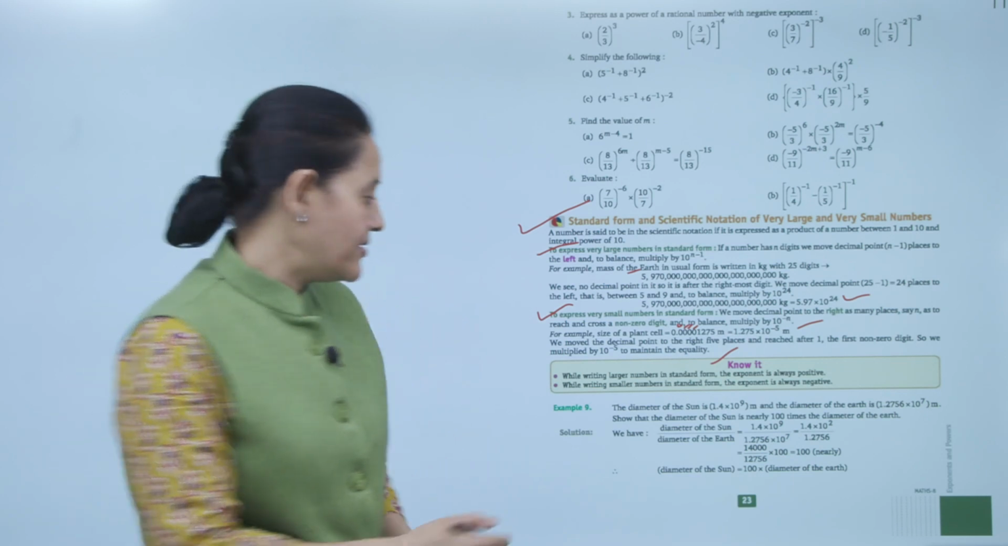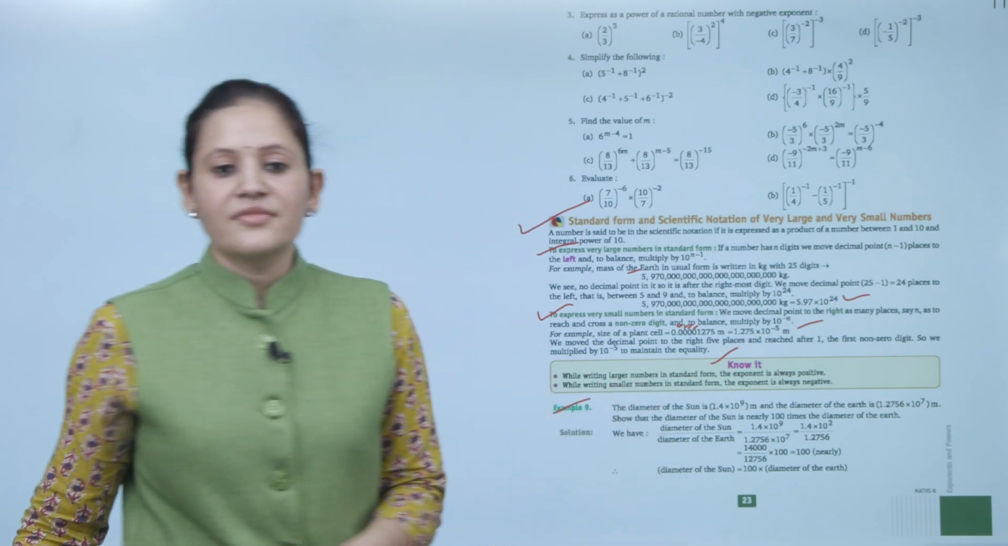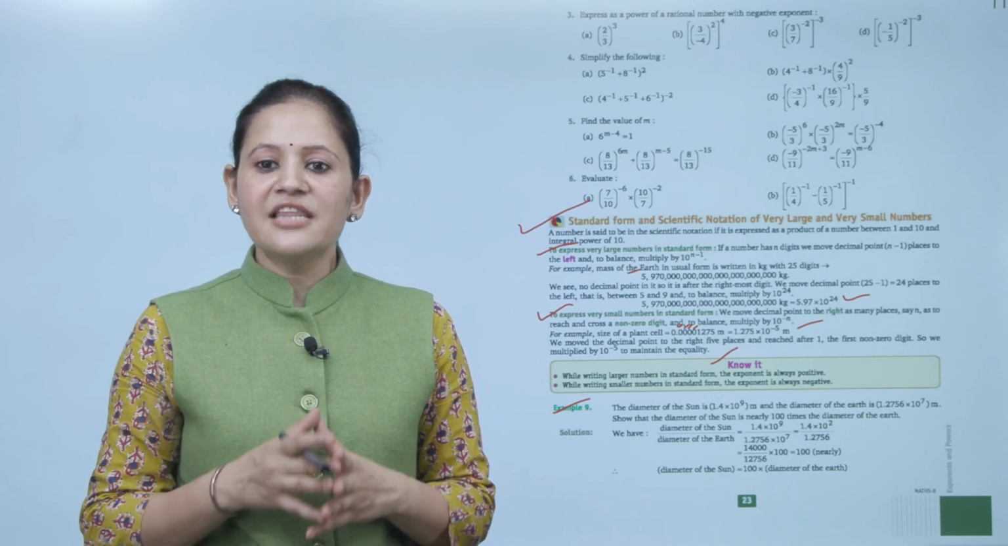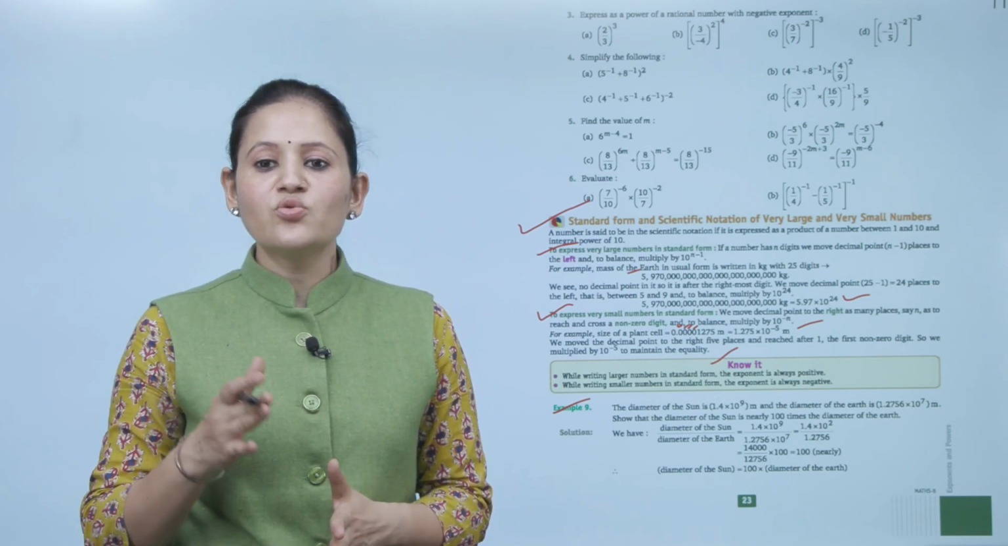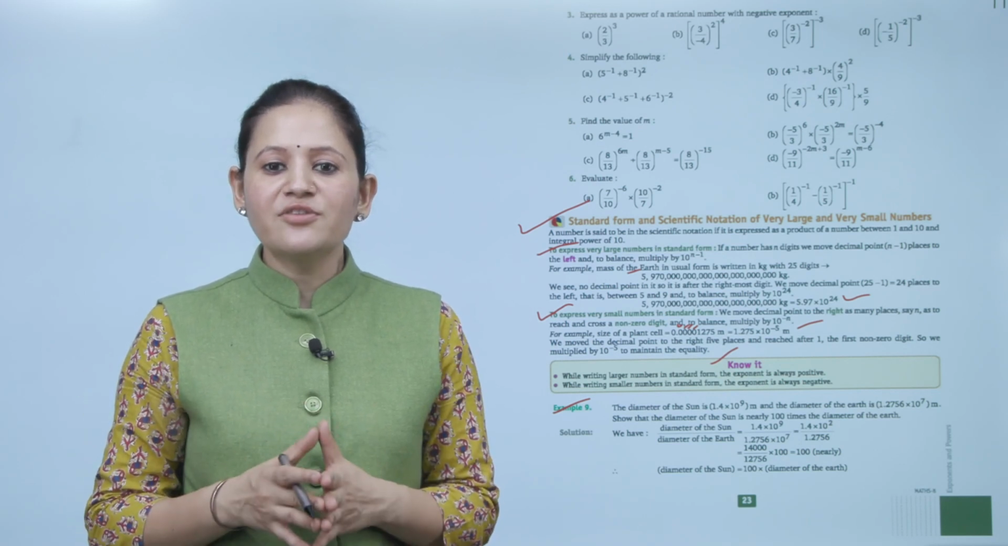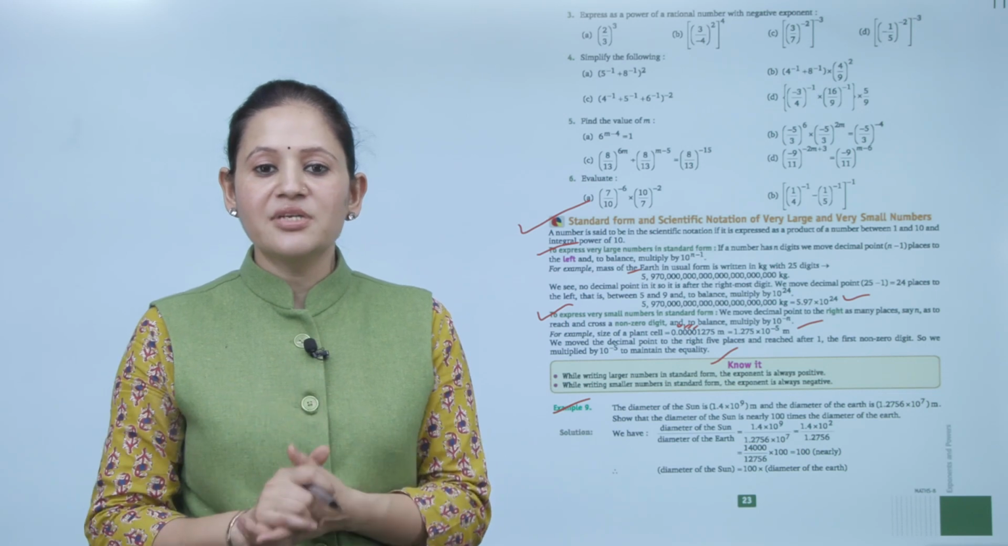Next example. The diameter of the sun is 1.4 into 10 to the power 9 meter, and the diameter of earth is 1.2756 into 10 to the power 7 meter. Show that the diameter of the sun is nearly 100 times the diameter of the earth.